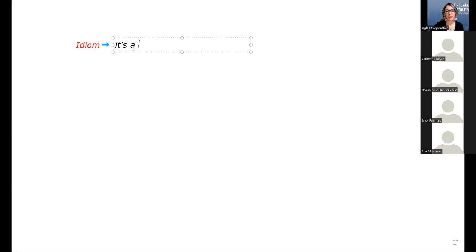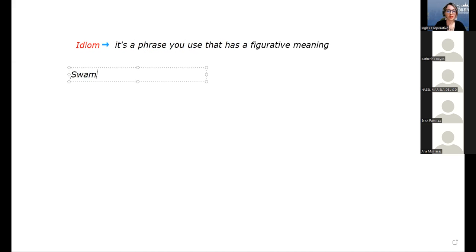Because that will be language, but an idiom in English is a phrase you use that has a figurative meaning. We call them idiomatic expressions. For example, this is the one we will study today: swamped. The word swamped is an idiom.